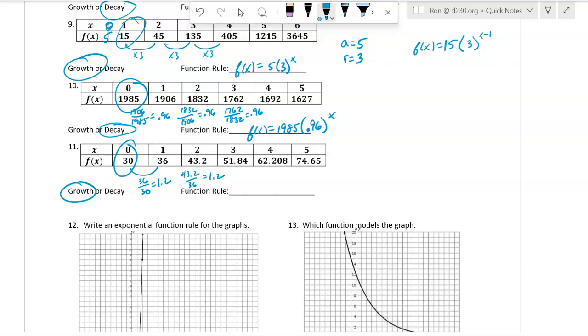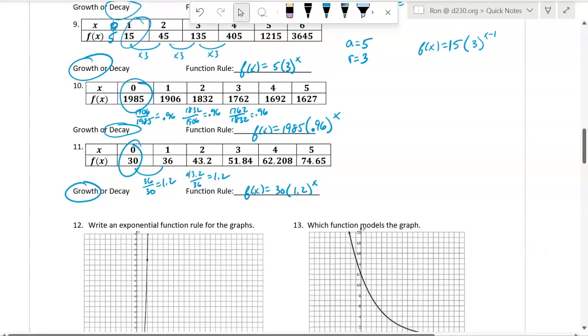I do know my y-intercept. So my function rule would be 30 times, what's my common ratio? 1.2 to the x power.